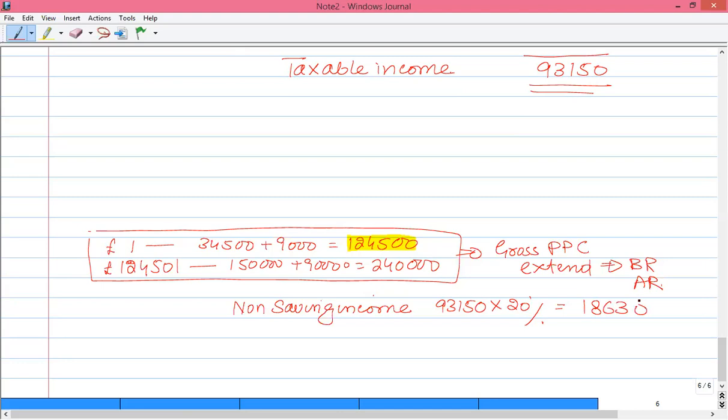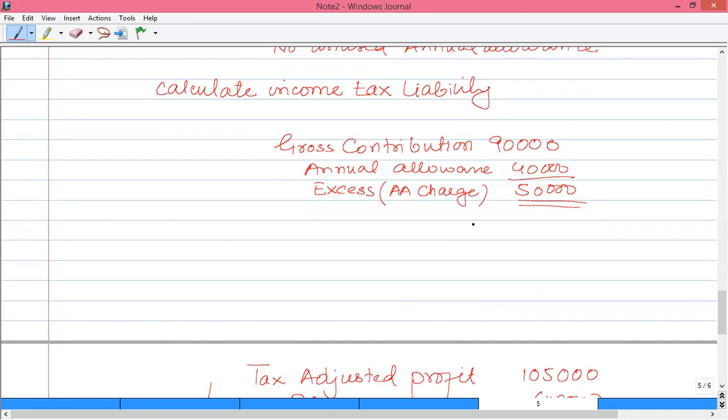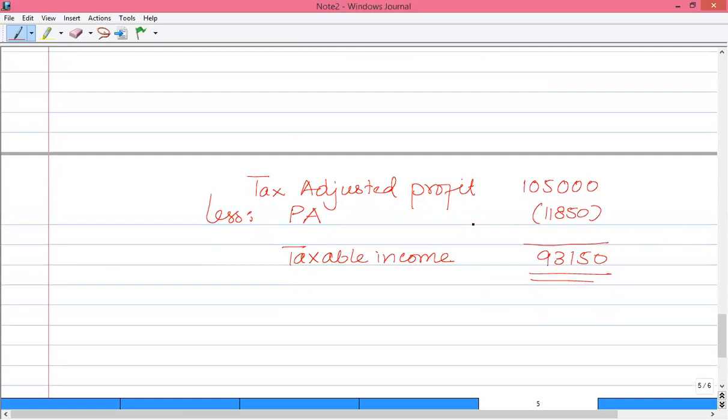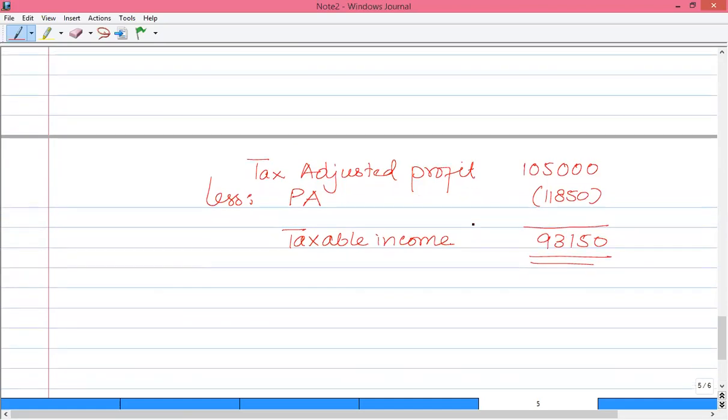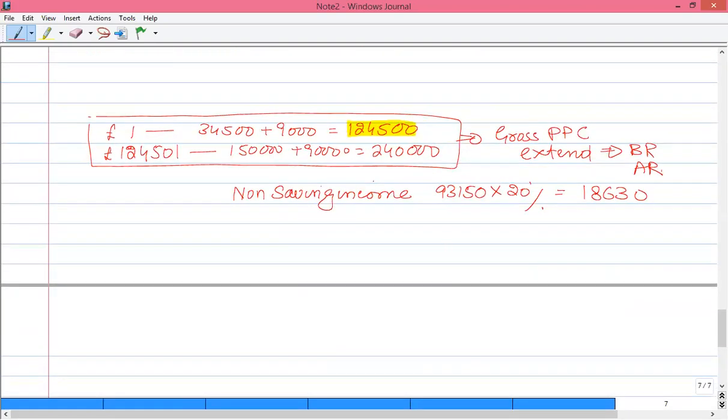So we have covered our non-saving income, but we have an AA charge, and that AA charge is 50,000. So if I add 50,000 to 93,150, that will exceed my first band. So that means, how much space is available in my first band? So let's explore.